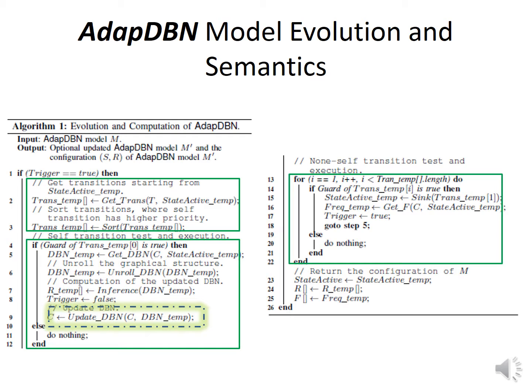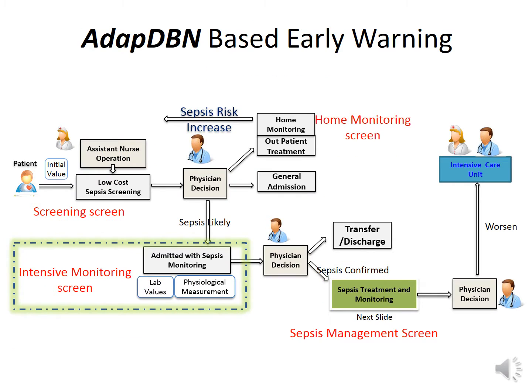If not, it is a non-self-transition test and execution. It will get the frequency of the next state and the current dynamic Bayesian network attached to the status, and then do the calculation. This is the key idea of the self-adaptive dynamic Bayesian network. Its formal definition and formal rules can be found in the paper.